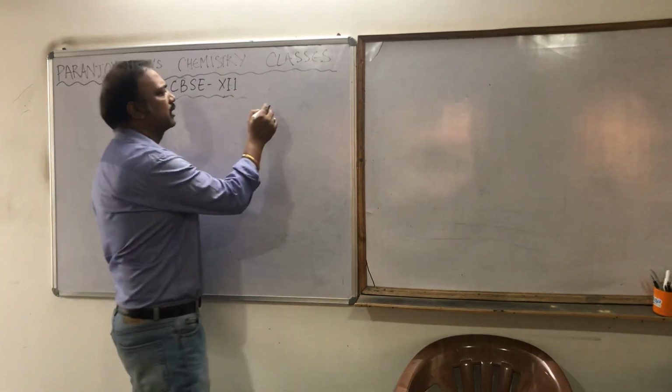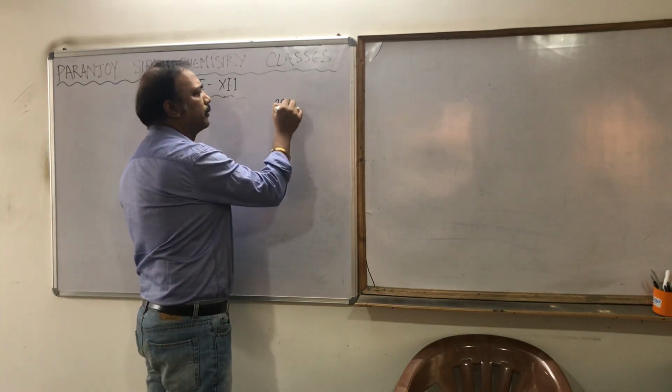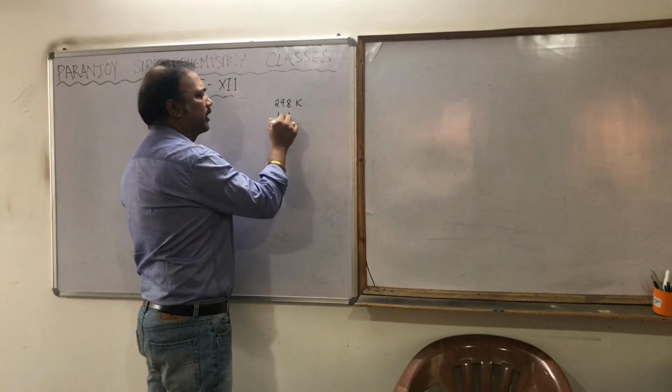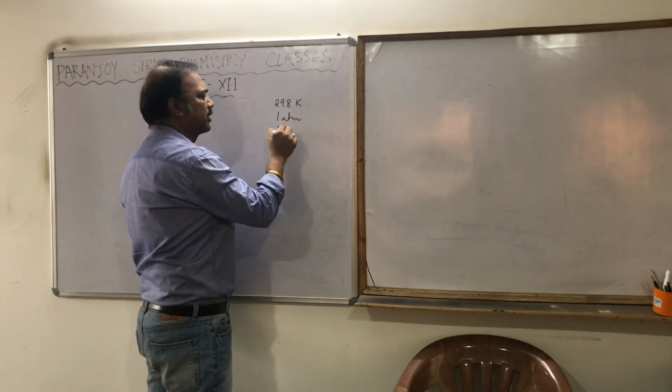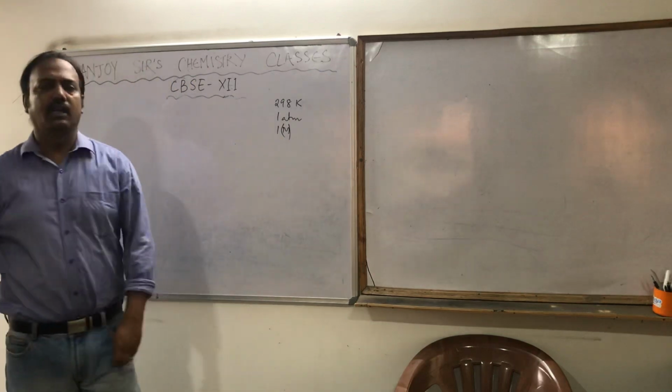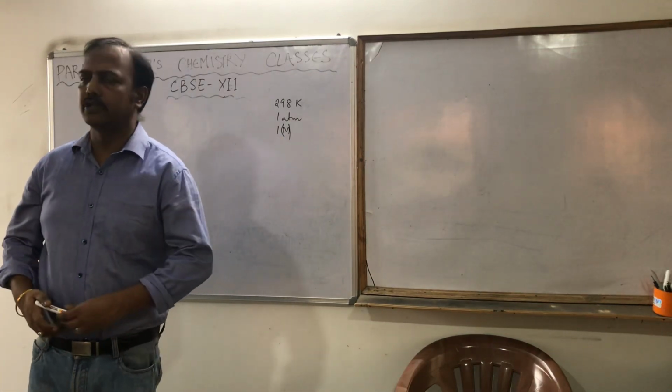We know what standard condition is: 298 Kelvin temperature, 1 atmospheric pressure, and 1 molar concentration. That's the standard condition. At the standard condition, how to find out the electrode potential?